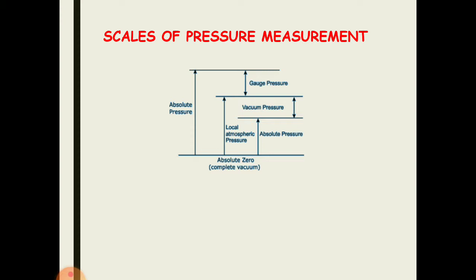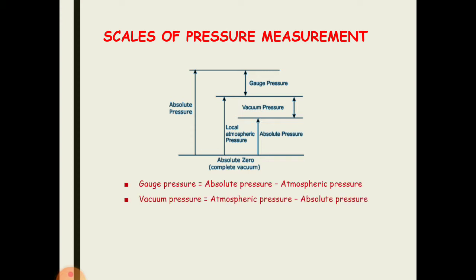Pressure is written as gauge pressure when the value of pressure is greater than atmospheric pressure. But when the value is less than the local atmospheric pressure, it is written as vacuum pressure. On the basis of this consideration, a relationship can be established among absolute pressure, atmospheric pressure, and gauge or vacuum pressure.